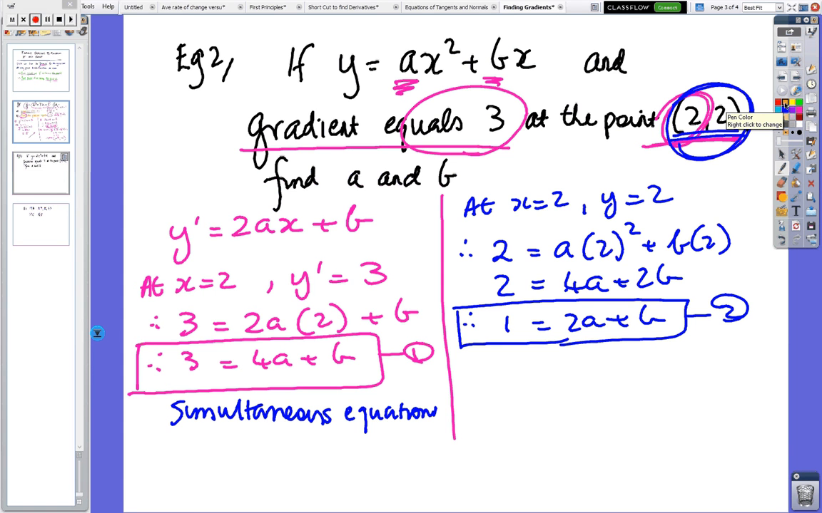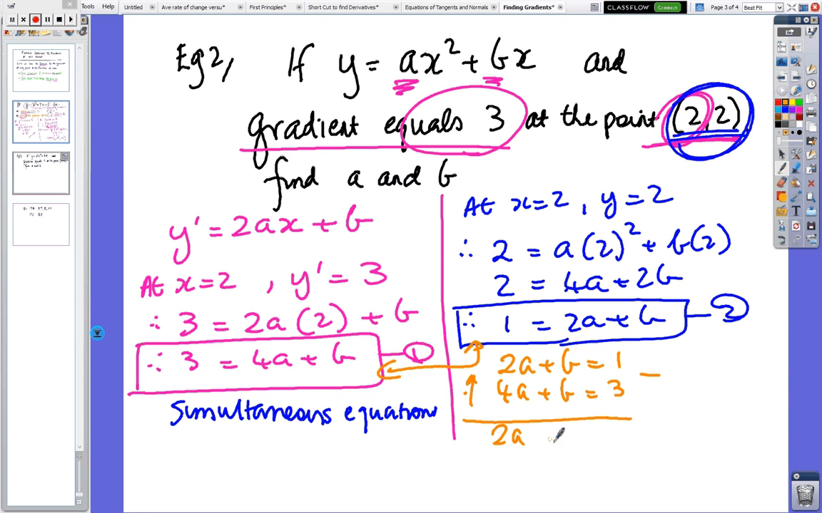So now we're going to combine these equations together. So we've got 2a plus b equals 1, 4a plus b equals 3. If I subtract those equations, I'm going to subtract uphill. 4a minus 2a is 2a, b minus b is nothing, 3 minus 1 is 2. So then I've got a equals 1, and then once I've got a equals 1, I can just put it in. So b equals 1 minus 2a, which is 1 minus 2 is minus 1. So I've got the answer.